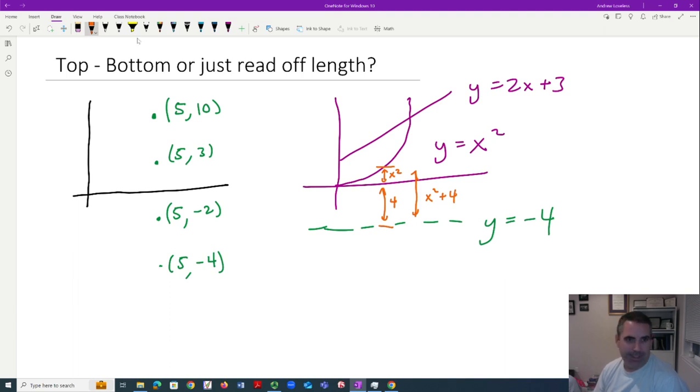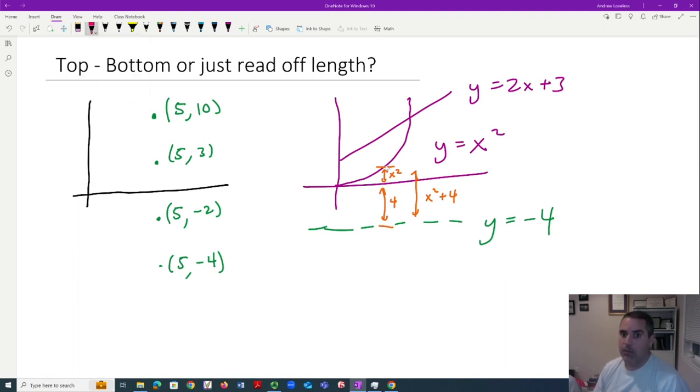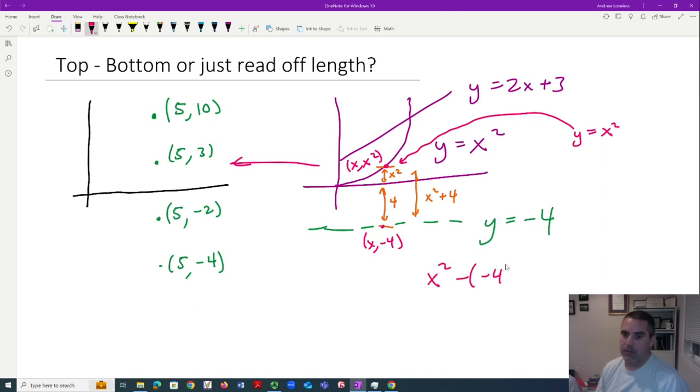But if you are not into that and you always want to do top minus bottom, that's okay. But you have to label correctly. So you have to label the top, y equals x squared. And what we're saying is the point is x comma x squared. We're doing exactly what we did over here. And then we're saying the point down here is x comma negative 4. And then you do top minus bottom, which is going to be x squared minus negative 4. Either way, you get x squared plus 4.